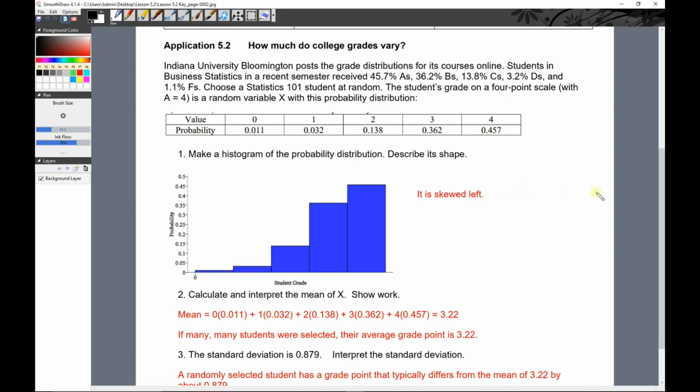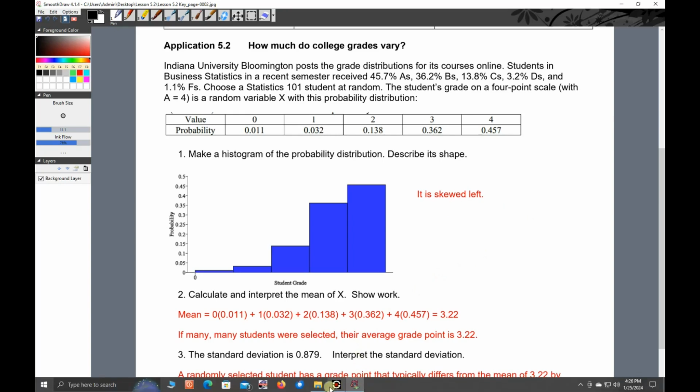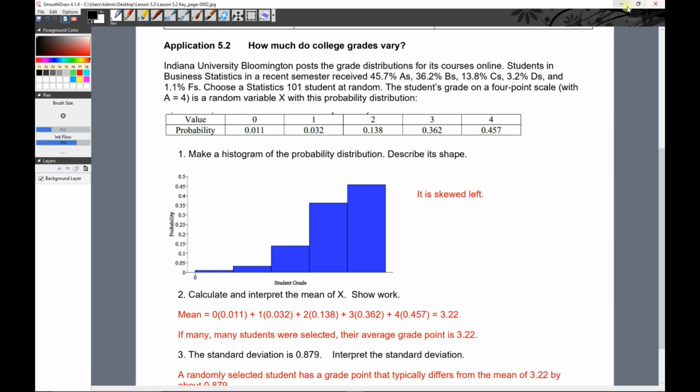So you can already see that the histogram has been made. It's skewed left. We're going to do it on the Nspire. So here is the Nspire, which I don't have up at the moment, so I'm going to come back in a second.